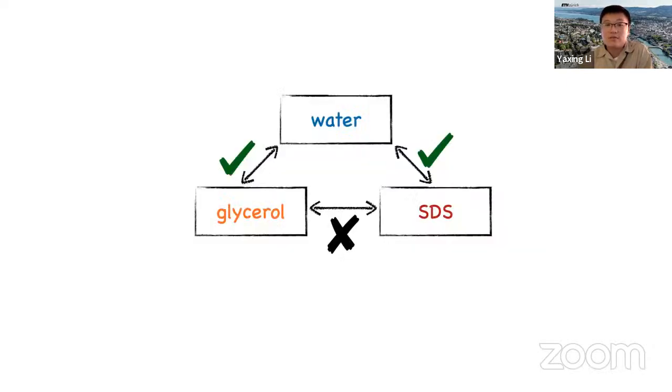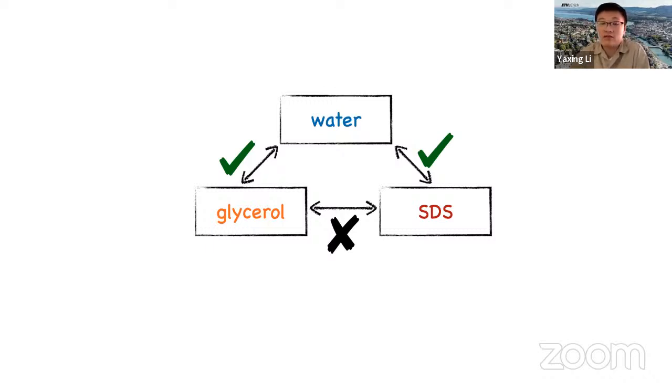So what is the mechanism? Basically, water mixes with glycerol very well, and water also mixes with SDS very well. But SDS doesn't dissolve into glycerol, though water can help SDS mix with glycerol. So with a certain ratio of concentration, these three components can exist with each other and form an equilibrium situation.